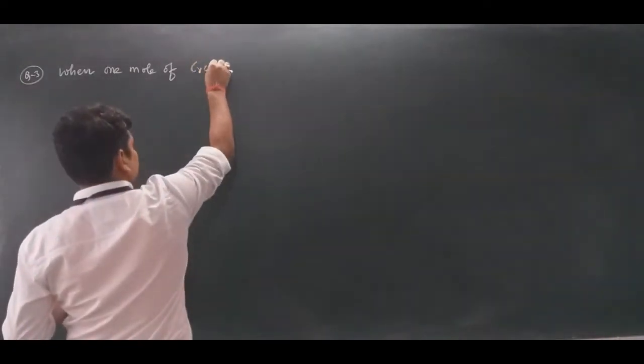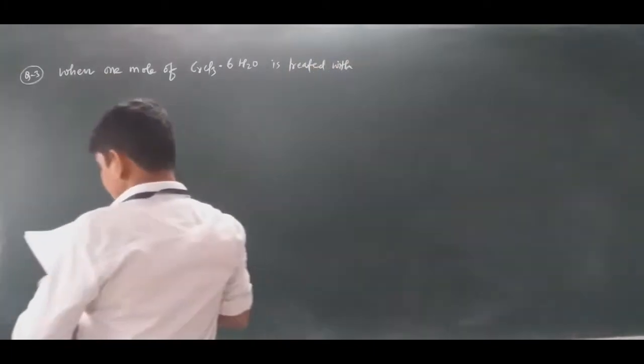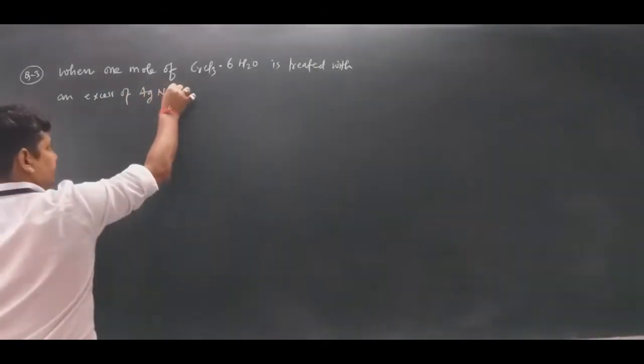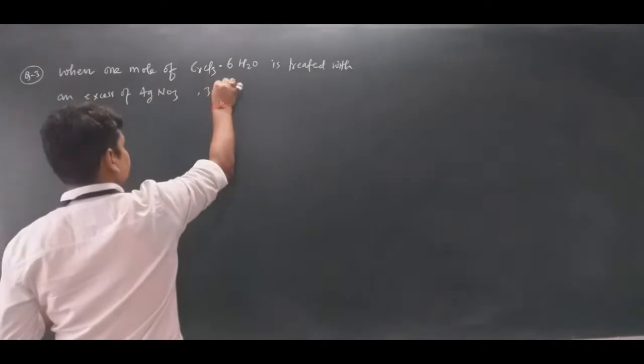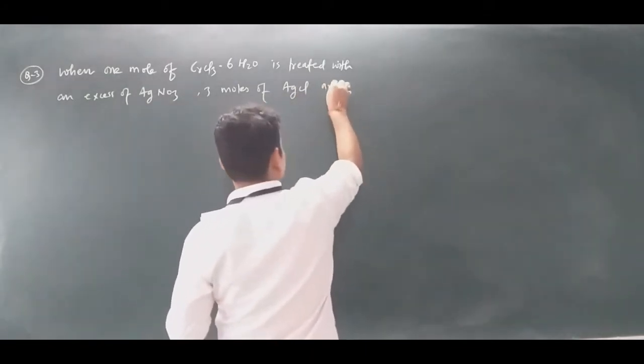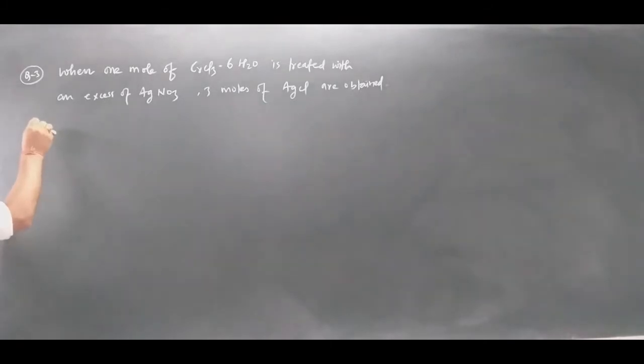Next question is, perhaps question number 3: when 1 mole of CrCl3·6H2O is treated with an excess of AgNO3, 3 moles of AgCl are obtained. What is the formula of the complex?